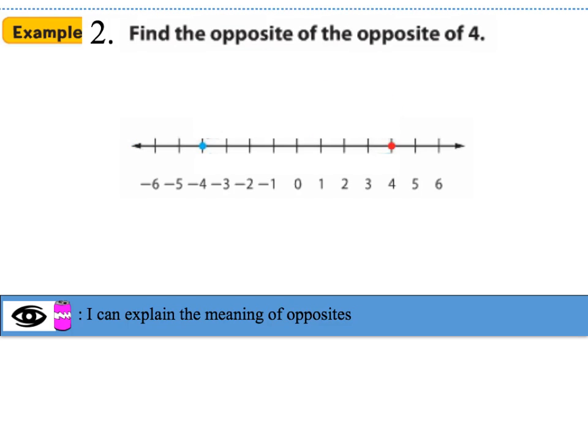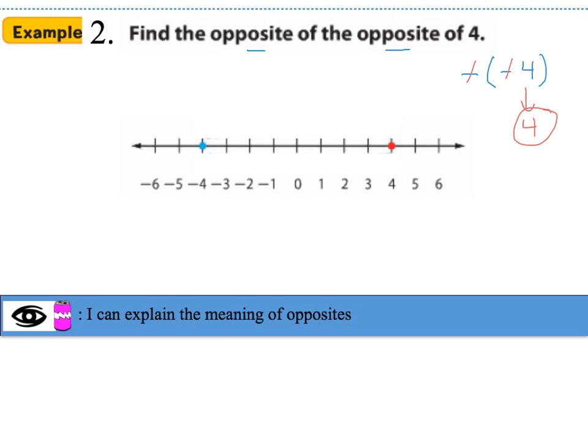Example 2 says, find the opposite of 4. So let's go ahead and put a negative sign under the first opposite and put another negative sign under the second opposite. And let's write it like this: the opposite of the opposite of 4. Once again, I see two negatives next to each other, so they're going to cross each other out, cancel. And I'm left with 4.